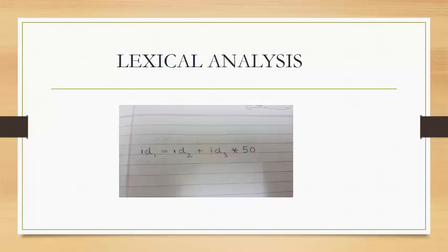The output for lexical analysis is as follows. The given expression was in the form a equals b plus c into 50. a, b, and c are letters, so we have to convert them into identifiers ID1, ID2, and ID3, and we leave the number untouched.